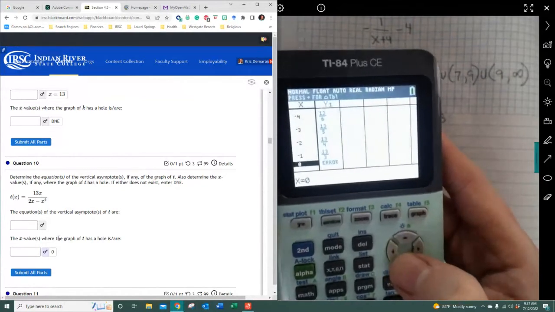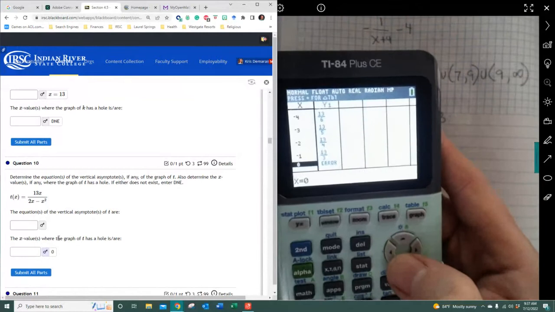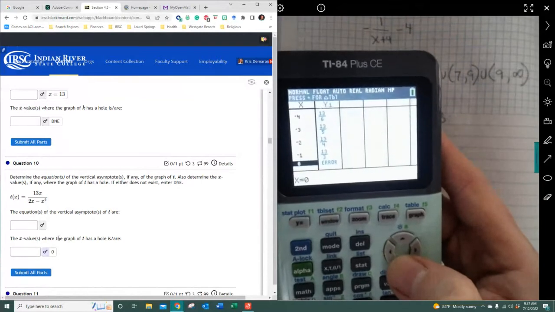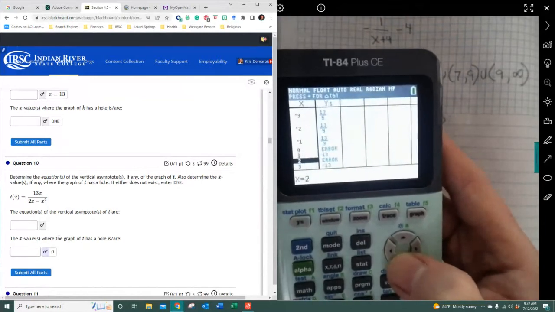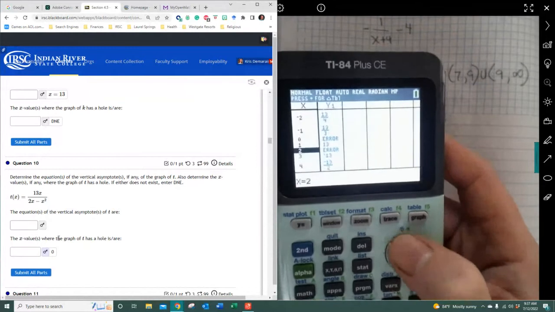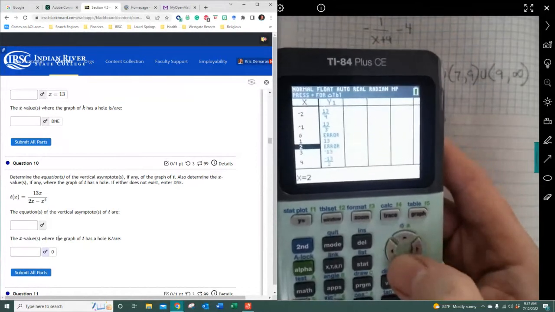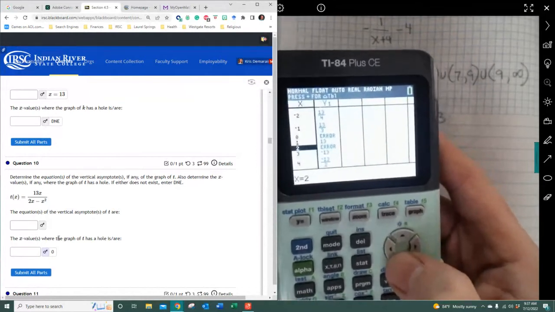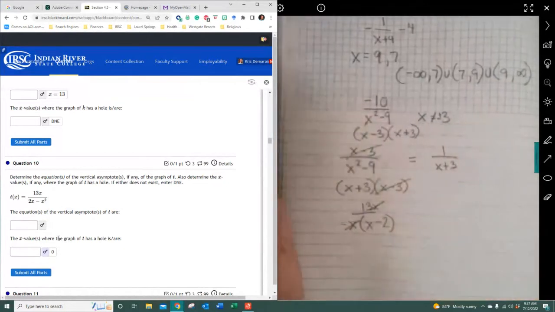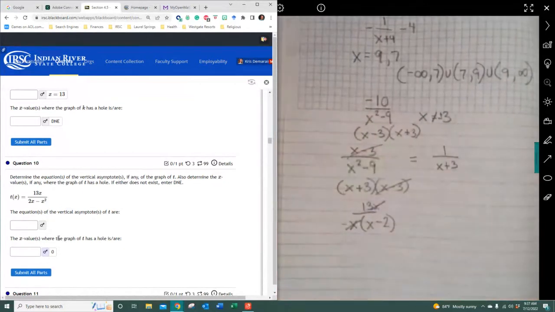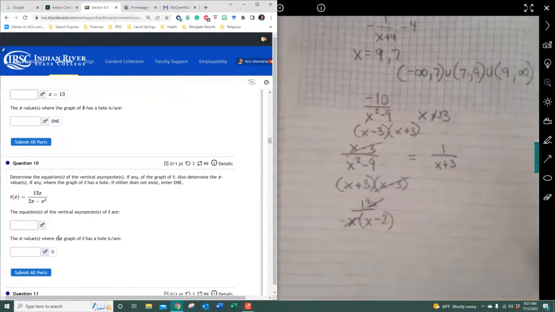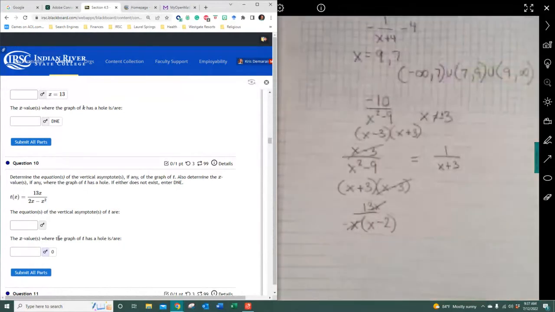Even though it's not a vertical asymptote, it's still an error. And if you go to the value of +2, you'll see also an error, because that's our vertical asymptote. So that is what we talk about when it comes down to things getting knocked out. Very clearly seen on the graphing calculator as well.